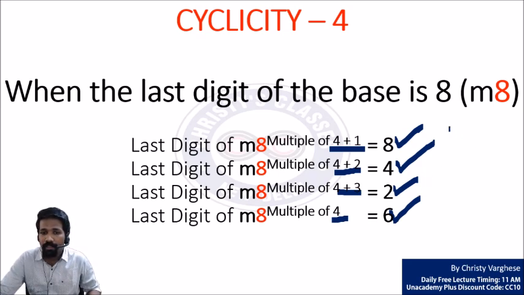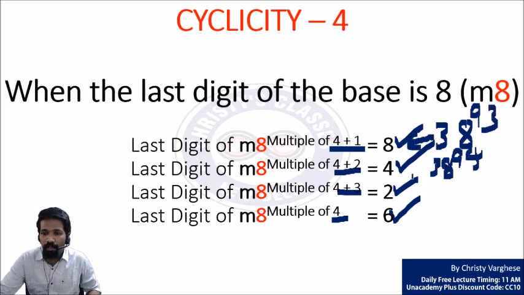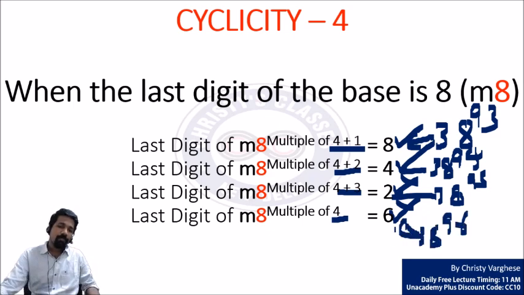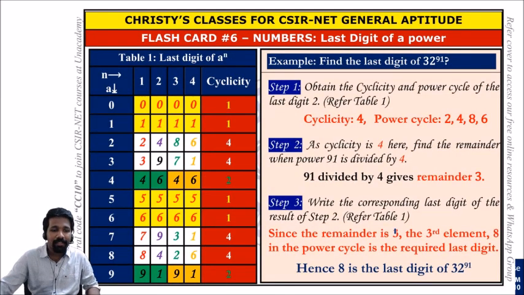That means 38 raised to 93 will give you the first answer, 38 raised to 94 will give you the second answer, 38 raised to 95 will give you the third answer, and 38 raised to 96 will give you the fourth answer. So those are the 4 cases when the last digit is 8. And that is summarized in this flashcard again.